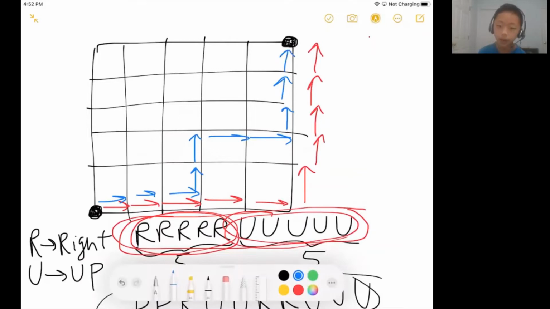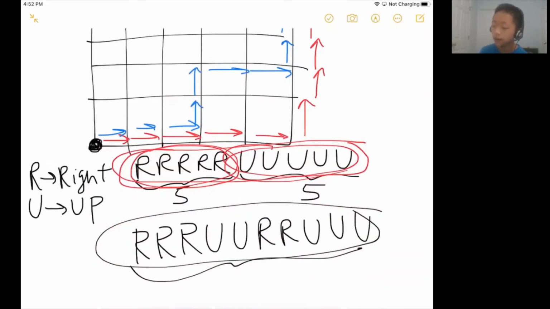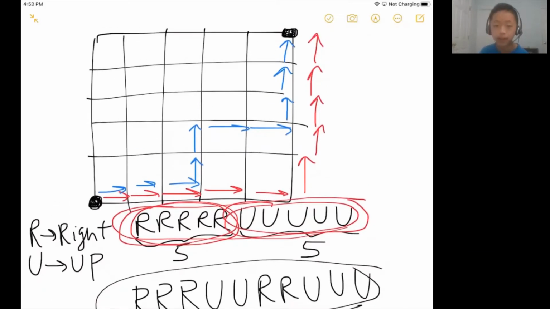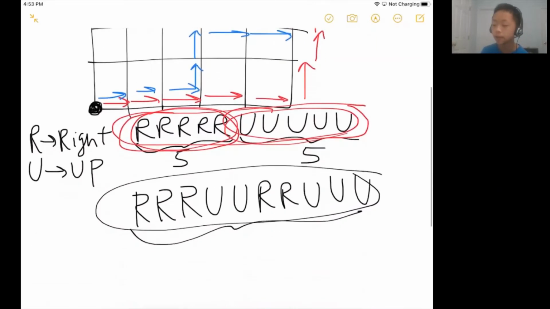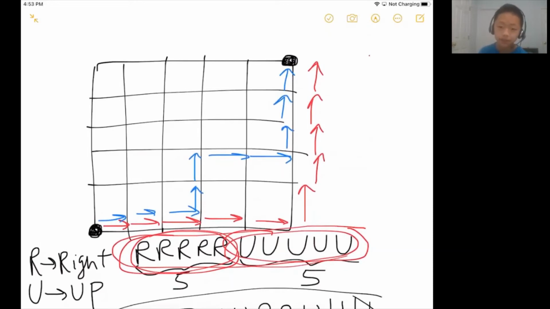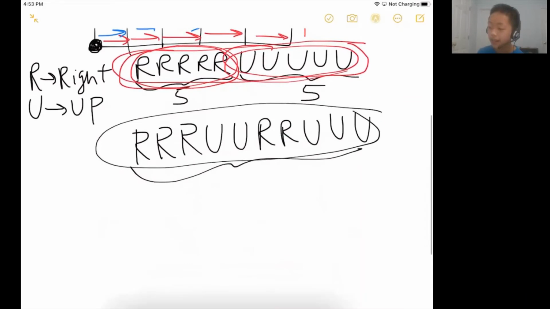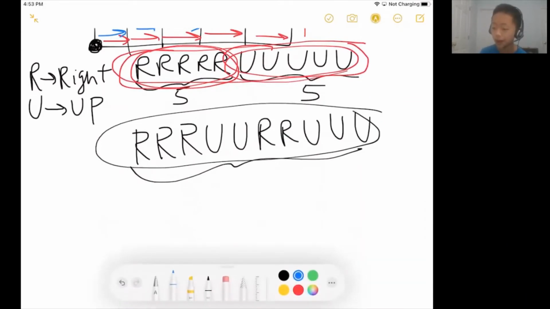So we can see that in this case, R, R, R, U, U, R, R, U, U, U, this string corresponds to this blue path on the grid. So the key idea to notice is that no matter what string of 10 characters, 5 R's and 5 U's, however we arrange those letters, that will always correspond to exactly one path on the grid. And this is a very important accounting technique. It's often referred to as one-to-one correspondence.